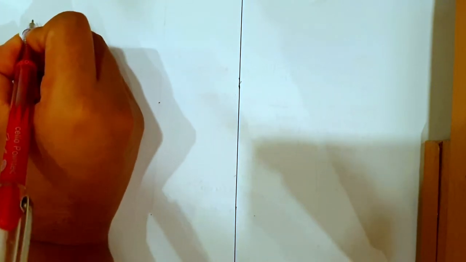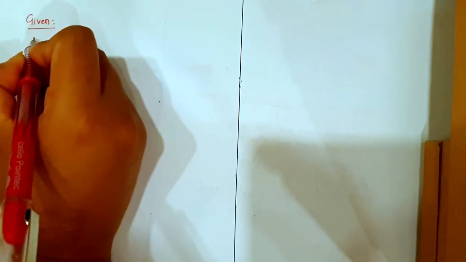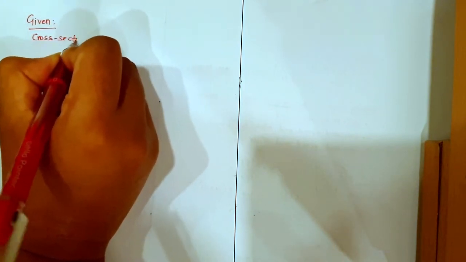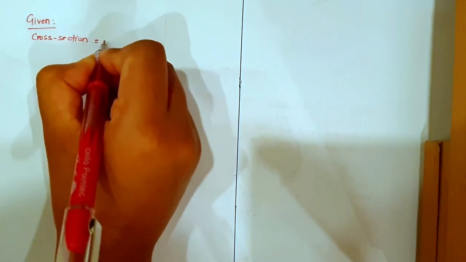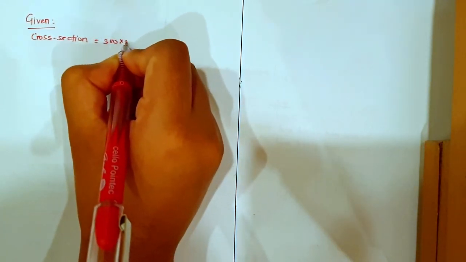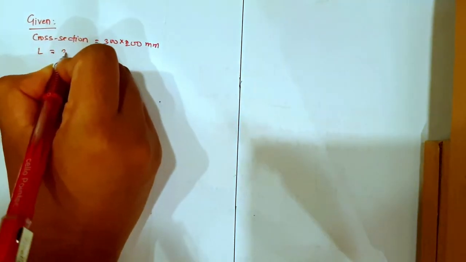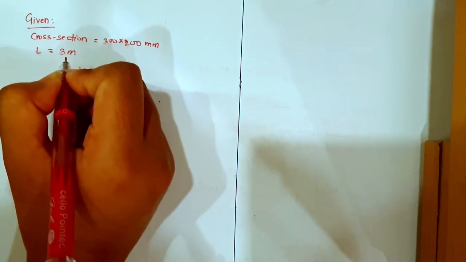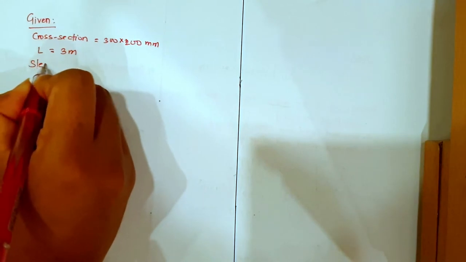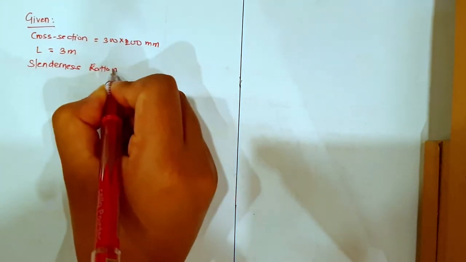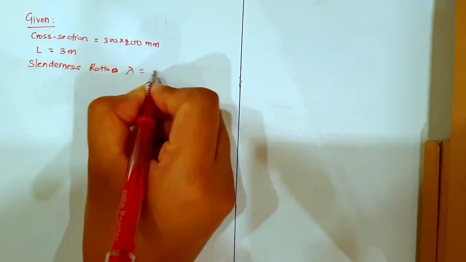Let us start by jotting down the given data. In the given, we have a rectangular cross section equal to 300 × 200 mm. Length of the column, L, is given equal to 3 meters. Now we need to find the slenderness ratio, which is denoted by the symbol lambda. We need to find this.